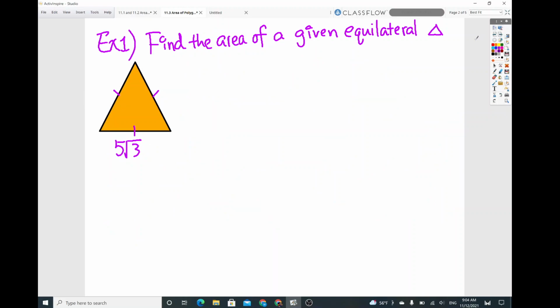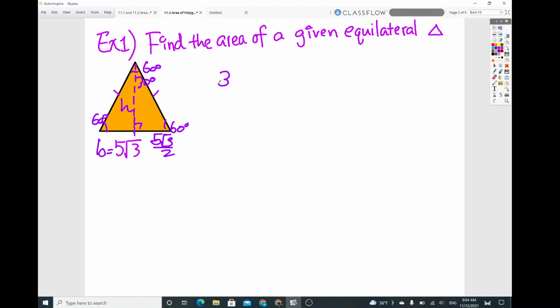Now check it out for this one. Find the area of a given equilateral triangle. We have a base of the triangle which is 5√3. We know it's equilateral, so each of these angles is 60 degrees. Take half of this. The half is an angle bisector, which is the height of this triangle. So we have a 30, 60, 90 degree triangle. Half of 5√3 would be 5√3 over 2.